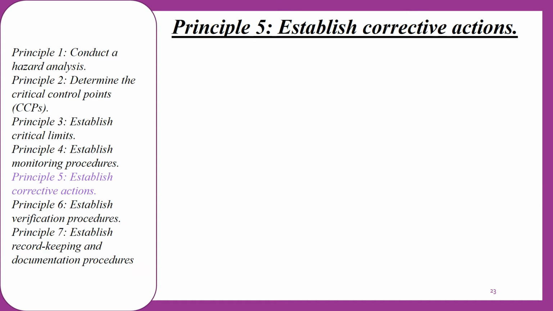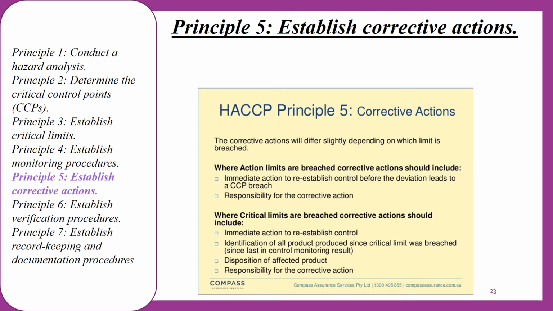After that, we come to the fifth principle, which is establish corrective actions. The corrective actions will differ slightly depending on which limit is breached. Where action limits are breached, corrective actions should include immediate action to re-establish control before the deviation leads to a CCP breach. There should be responsibility for corrective action. Where critical limits are breached, corrective actions should include immediate action to re-establish control, identification of all product produced since the critical limit was breached, disposition of affected product, and responsibility for the corrective action.